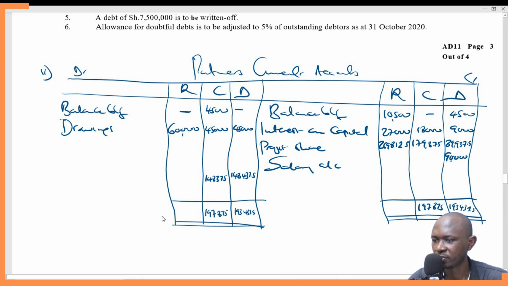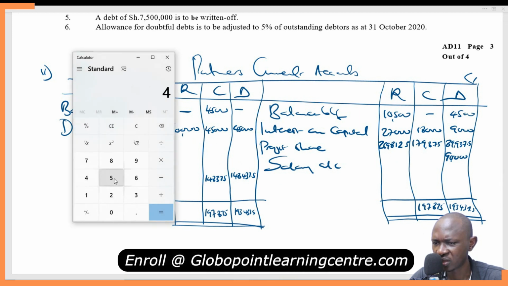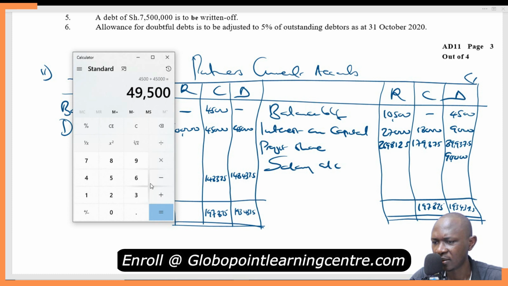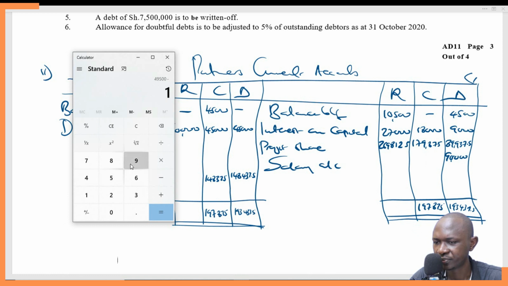197,875. Let me just repeat. We are taking this, the side with the highest figure will be the balancing figure, so we can foresee the credit side and the debit side. Credit side 197,875. Debit side is 4,500 plus 45,000. The higher side, 197,875, is the balancing figure. We get 148,375, what we have here.